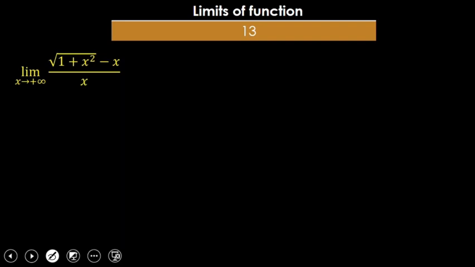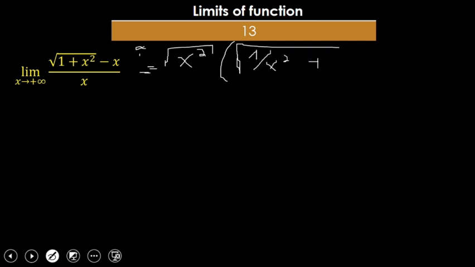Moving to the next question, that is question number 13. You have square root of 1 plus x squared, minus x, all over x. We just have to take out this x. If we substitute directly, we are going to have infinity all over infinity, and it's undefined. We are going to take out this x squared, that is x squared, square root of 1 all over x squared plus 1, minus x all over x. This is equal to what?